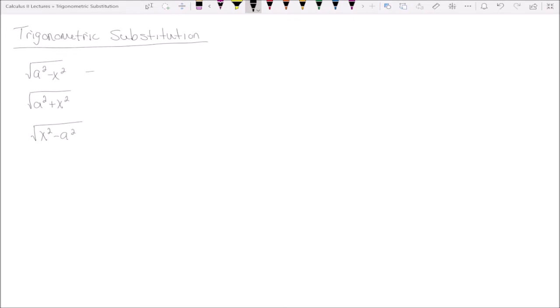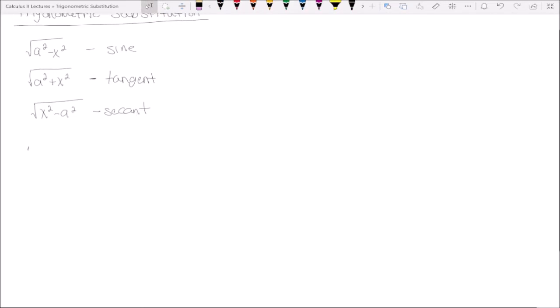For the first, this is essentially a sine substitution. The second one is a tangent substitution. The third is a secant substitution. And in this video, we're going to look at each of these three types individually. First, we look at integrals that involve the square root of a squared minus x squared.